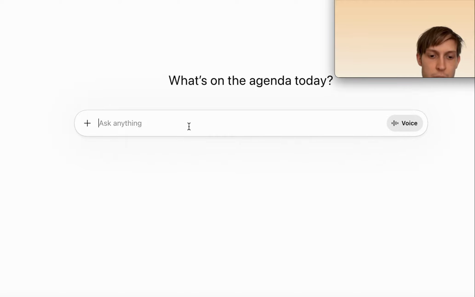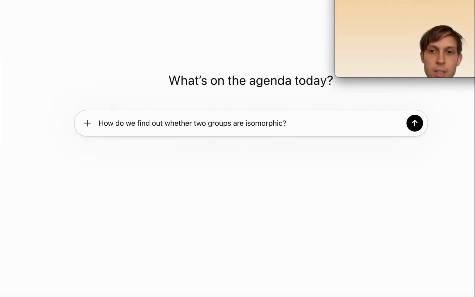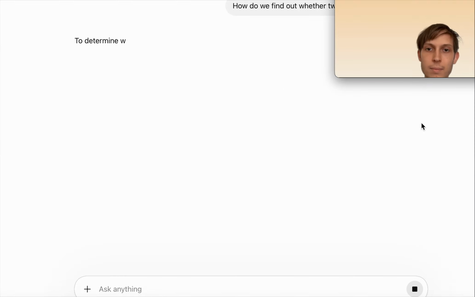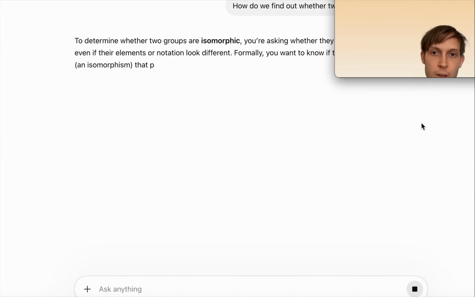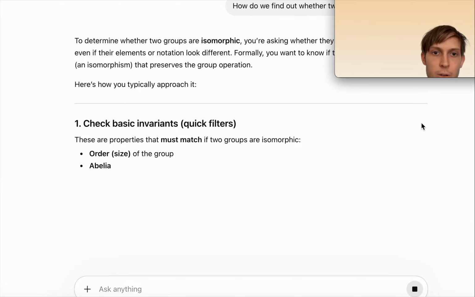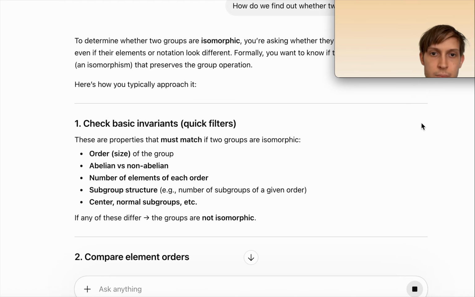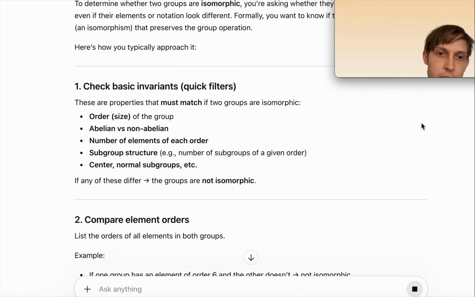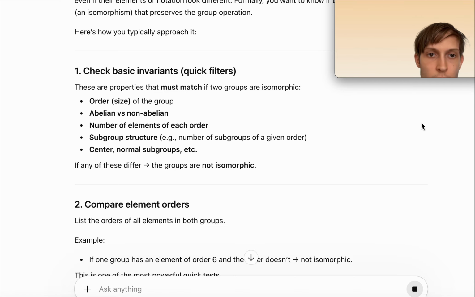Another thing we could be curious about is how do we find out whether two groups are isomorphic. That means same number of elements and same structure up to renaming of elements. So let's see. We can have this question. If we want to determine whether they're isomorphic, here we have some suggested approach. There's some basic approach.